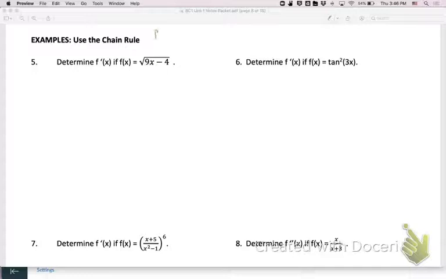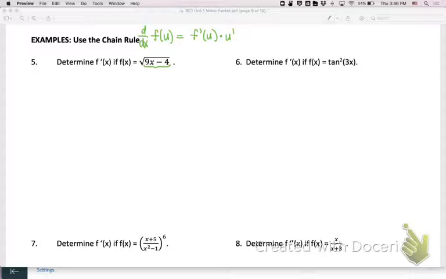have a function that's f of u, where u is some sort of expression, then if I take the derivative of that, the rule is that it's going to be the derivative of the outside, leave the inside alone, times the derivative of the inside is how that's going to work. So if we look at number 5, we want to find the derivative of the square root of 9x minus 4. 9x minus 4 is our inside.